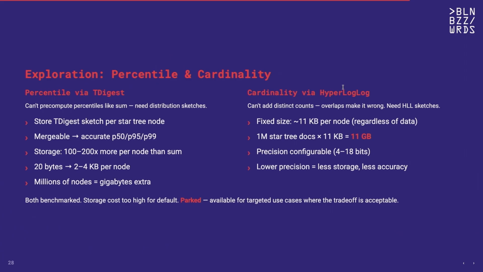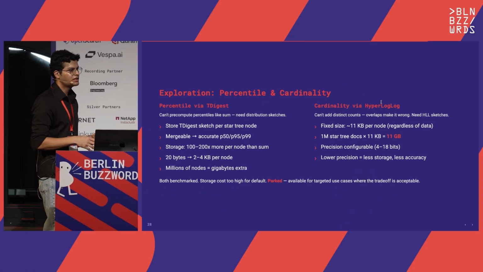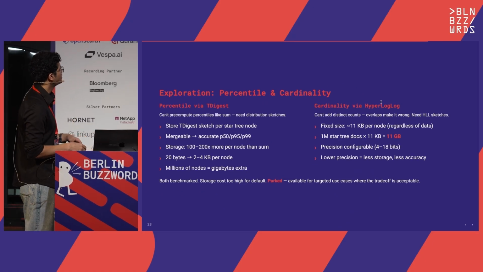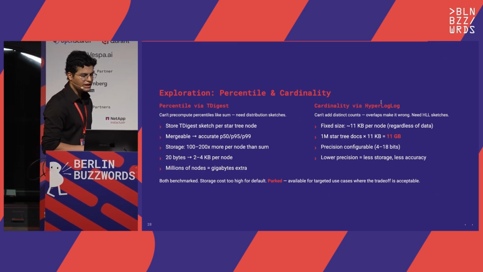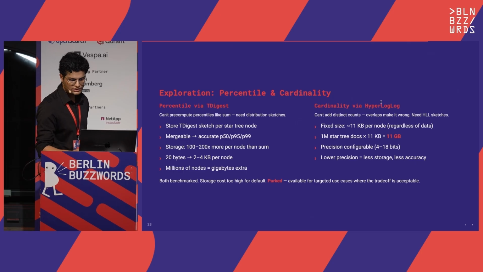So we have made a practical decision here. We have benchmarked both of these things thoroughly, and right now we have parked them for now. But the door is open. If users are willing to trade that extra storage for constant time percentile or cardinality aggregations, then we are willing to support it. We can support it if users are willing to trade off that space versus time.